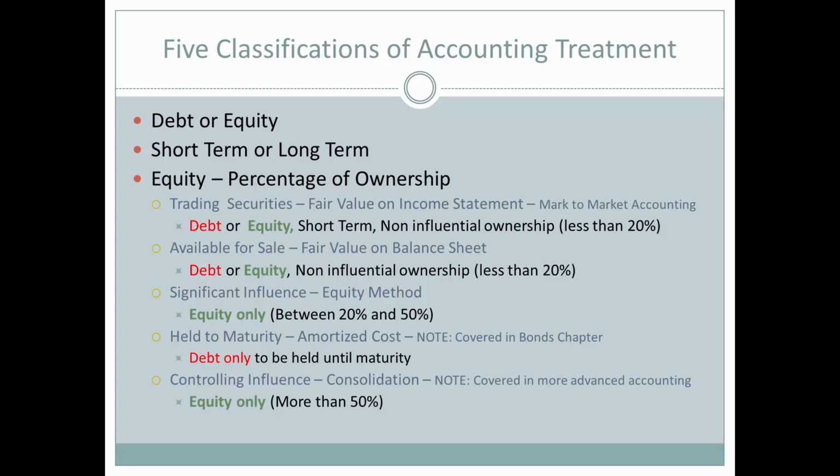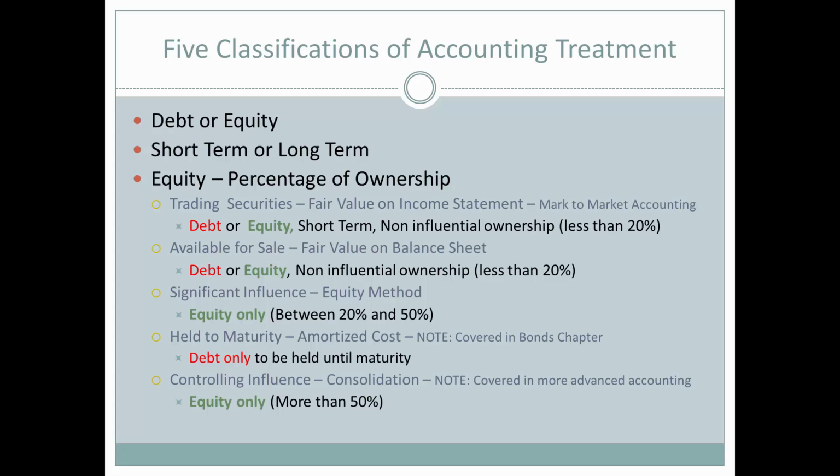Next, let's talk about available for sale. These are securities, either debt or equity, that a company owns and is not trading actively. It's available for sale, but they're holding it more to obtain the interest or dividend revenue. The fair value adjustment associated with these securities would be placed on the balance sheet. Later in the PowerPoint presentation, I'll explain a little bit more about fair value. These would be debt or equity, non-influential ownership, again, less than 20%.